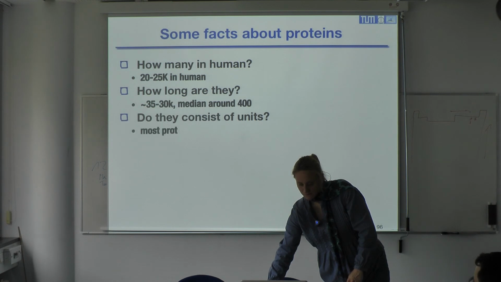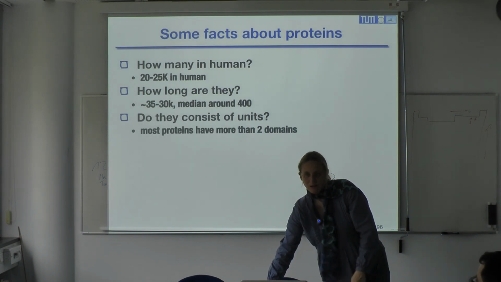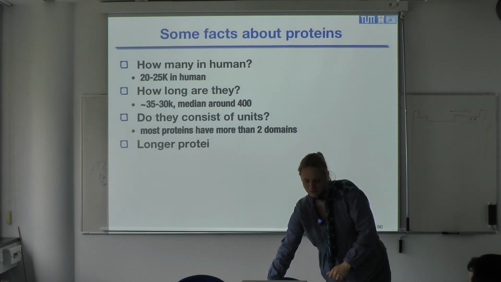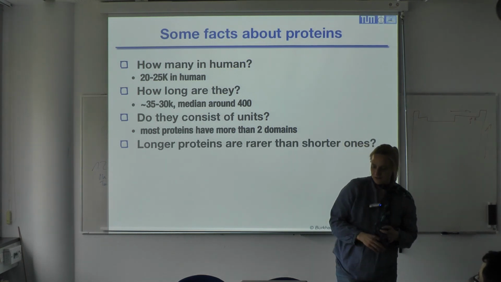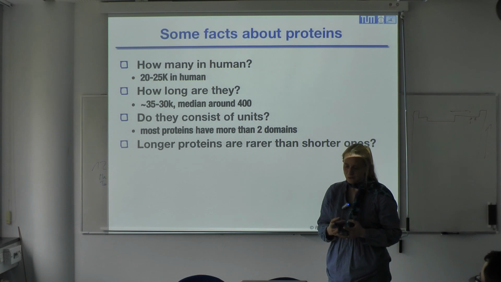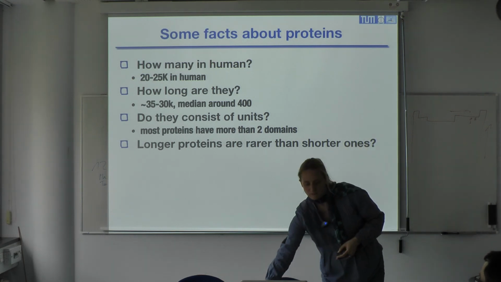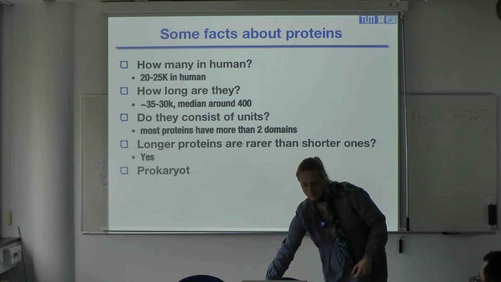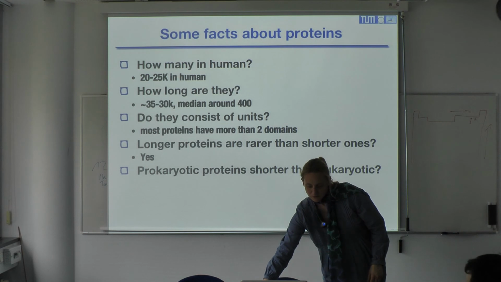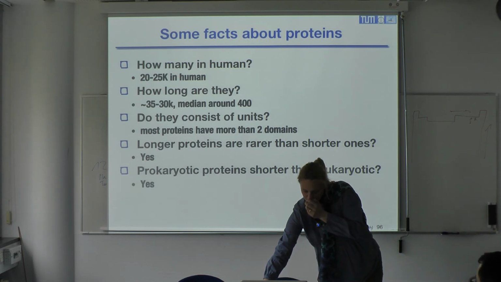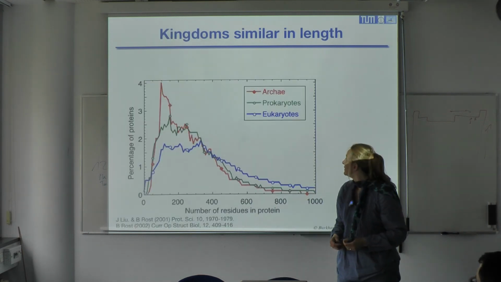So do they consist of units? Of course, most of them have more than 2 domains. So if you do some statistics, you find that usually they have more than 2. Are longer proteins rarer than short ones? Yes, they are. So Booker did some statistics there. Are prokaryotic proteins shorter than eukaryotic? And he also did some statistics and found that.